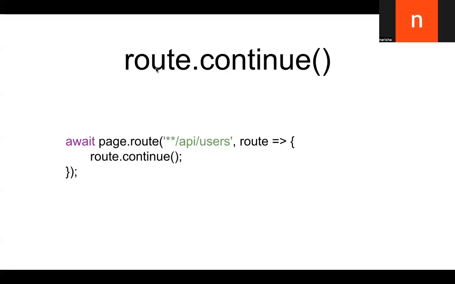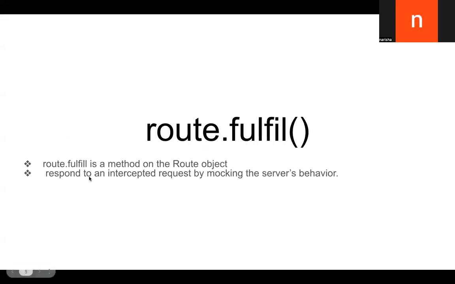So one of the methods is route.continue. In this particular URL, when using the route method, if we find API/users as the URL in a network call, route acts as a callback function, and here we are performing continue, which means we are not modifying anything. We are continuing to hit the server, get the response, and then show it in the UI.